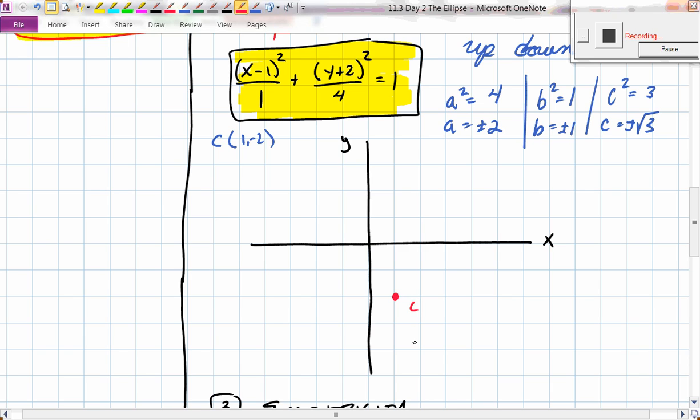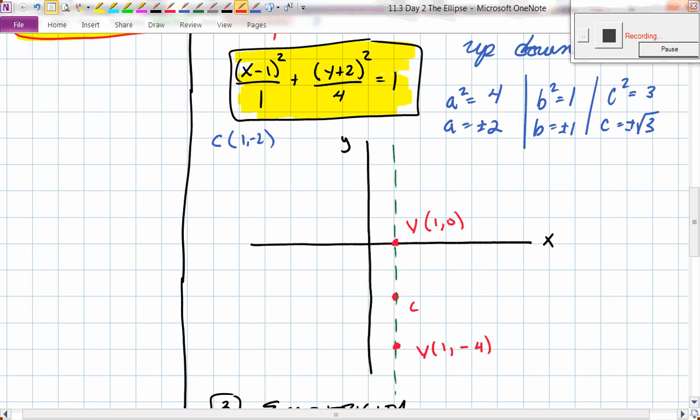Perfect. There's my center. We know it's an up-down, so I'm going to draw the major axis right here because it goes through the center. How far up and down do I go? I go 2 units, don't I? Yeah. I go 2 up. There's a vertex, which is the point 1, 0, and 2 down. There's the vertex, which is 1, negative 5.